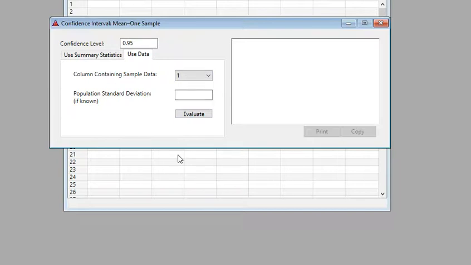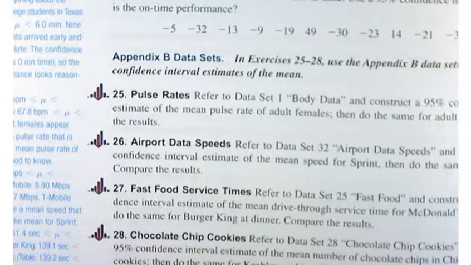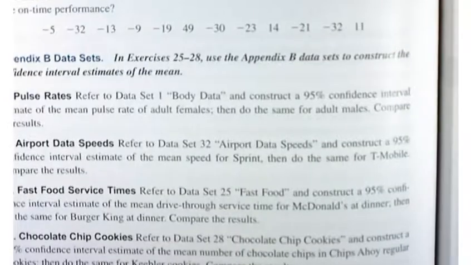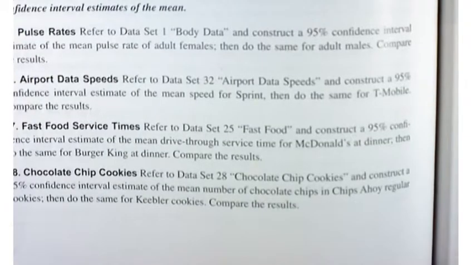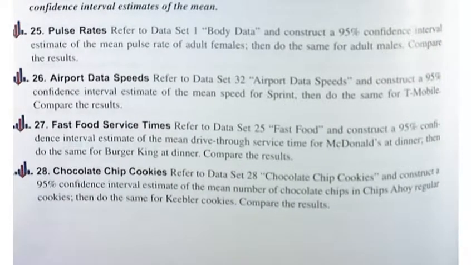The nice thing about Statdisk is that it can jumpstart some of our calculations. So the last one we're going to do then is going to be problem number 26. It says refer to Data Set 32 for airport data speeds. Construct a 95% confidence interval for estimate of the mean speed for Sprint. Then do the same thing for T-Mobile and compare the results.